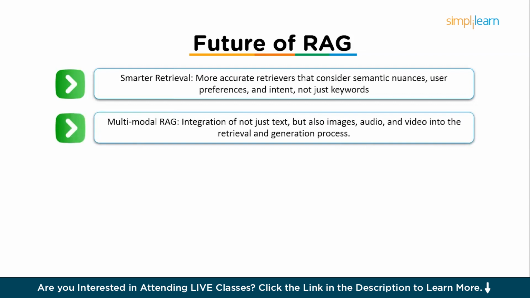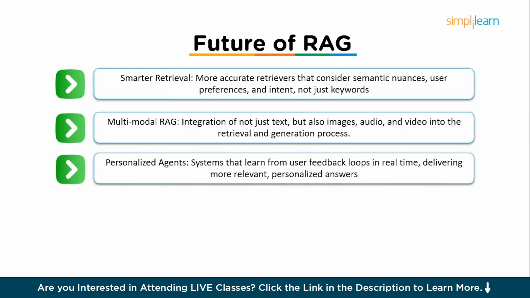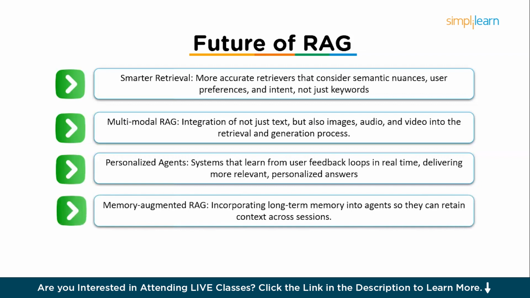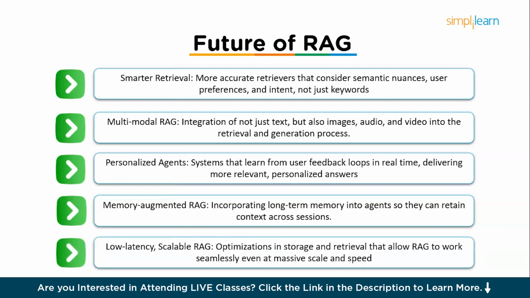Then we have multimodal RAG, that is integration of not just text but also images, audio, and video into the retrieval and generation process. Then we can even expect the personalized agents, that is the systems that learn from the user feedback loops in real time, delivering more relevant and personalized answers. Then we can even expect the memory augmented RAG, that is incorporating the long-term memory into agents so they can retain the context across sessions. Then we can expect the low latency, that is scalable RAG, that is optimizations in storage and retrieval that allow the RAG to work seamlessly even at the massive scale and speed.